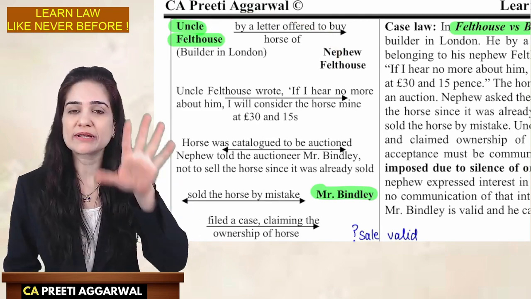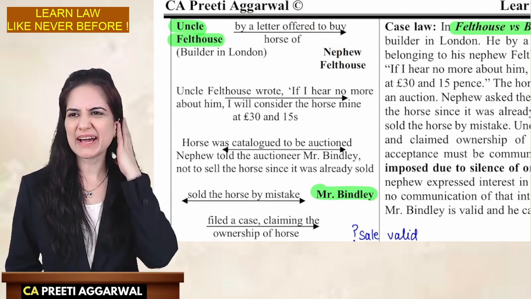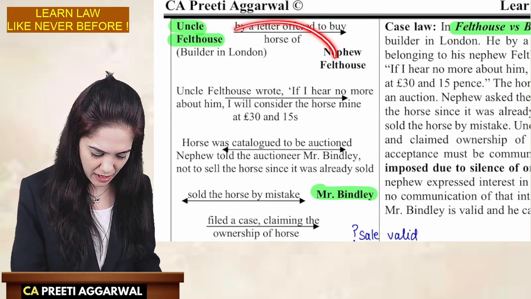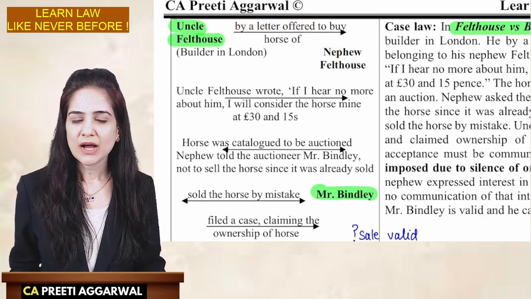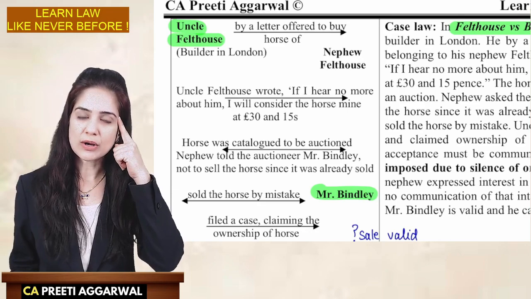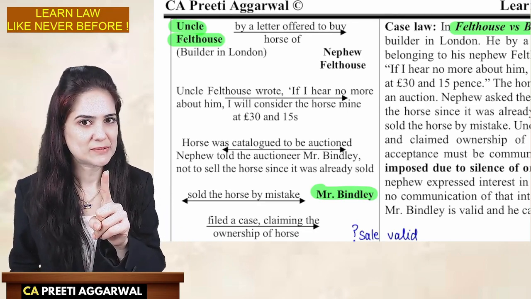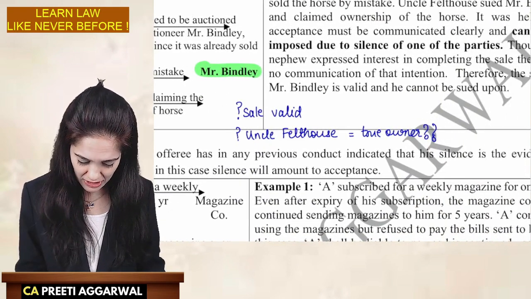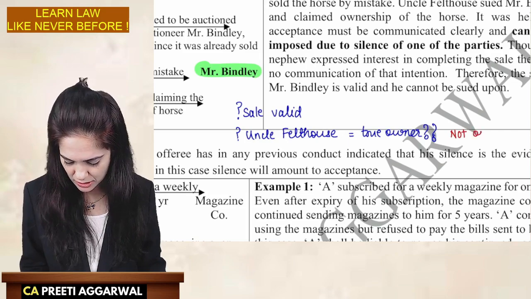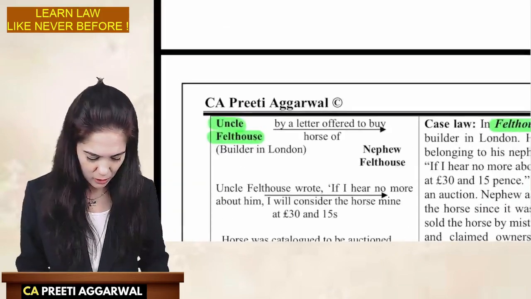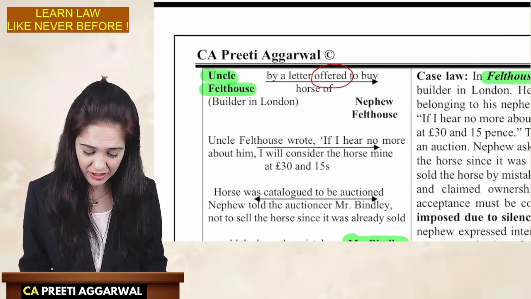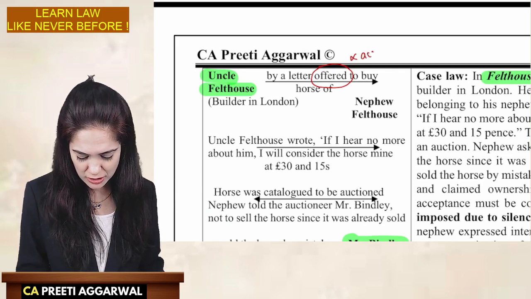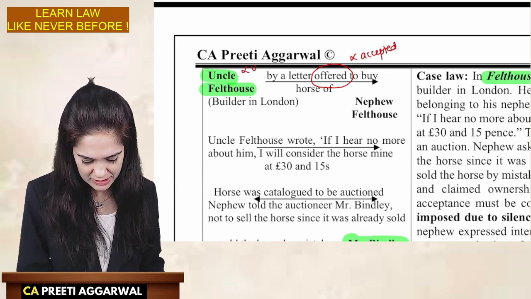In his mind, he thought that, okay, uncle wants to buy the horse. Okay, I will sell it to him. He's my uncle, no? In his mind, he wanted to sell. But did he communicate this to the uncle? A mere mental determination or uncommunicated acceptance is not acceptance. So in this case, Uncle Feldhaus is not the owner, because his offer was never accepted. The communication of acceptance was not made. So the offer was not accepted. He is not the owner.